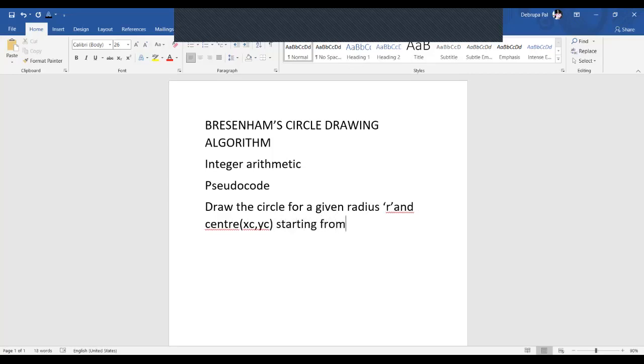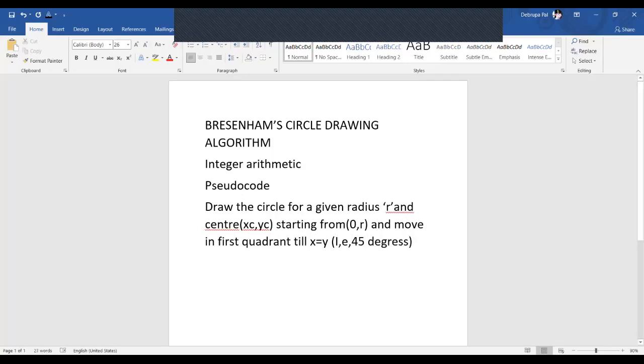starting from 0, r and move in the first quadrant till x is equal to y. Till x is equal to y, when x will become y, in other words, that is 45 degrees.